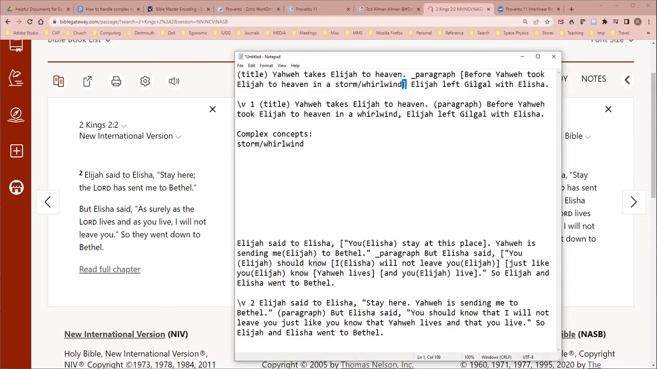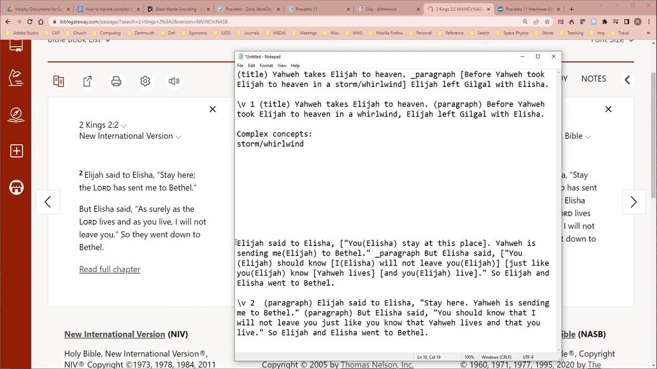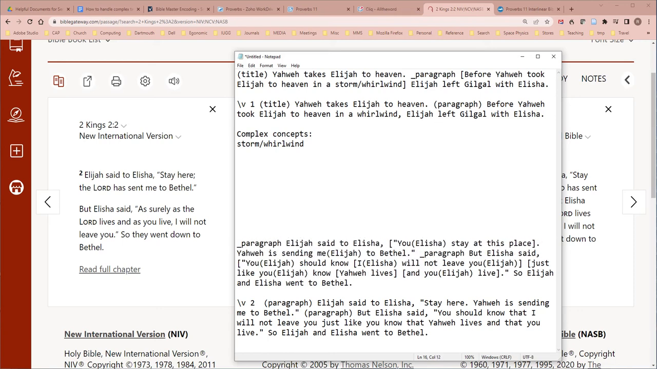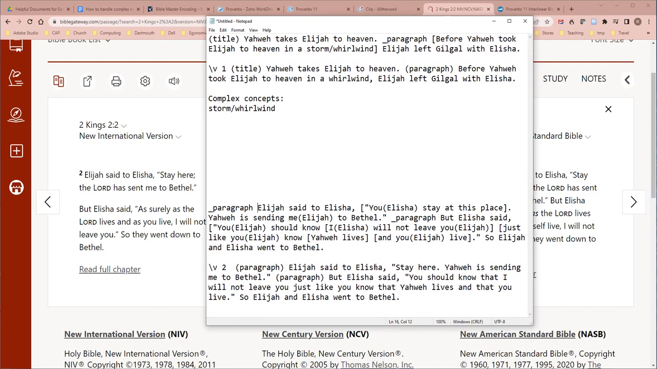So here's what I did. Oh, and this is a paragraph, so I should put paragraph marking down here and down here underscore paragraph. Okay, it's starting a new paragraph. So this is what I did. I'm going to write it in the English-friendly version first. I'll read it to you that way. Elijah said to Elisha, "Stay here. Yahweh is sending me to Bethel." So I think this is better because he's in the process of being sent to Bethel.